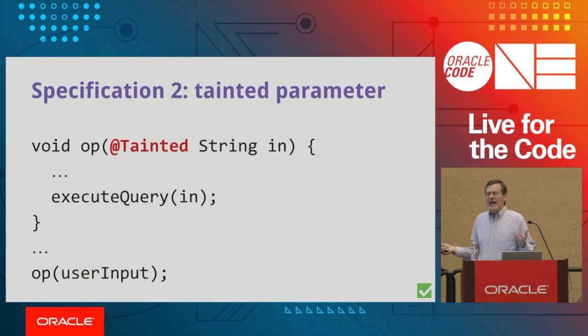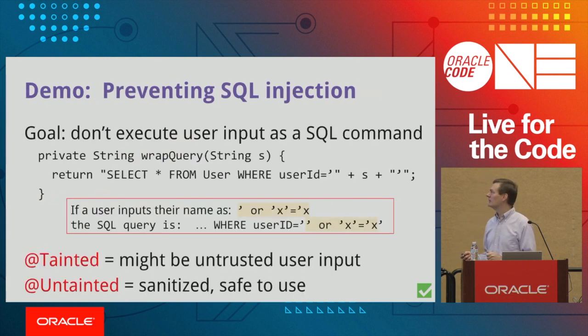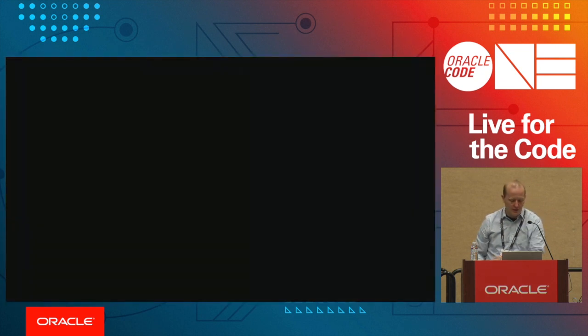On the other hand, maybe the programmer intended the parameter to be allowed to be tainted. In that case, the error is right here. There should have been validation done inside the operation. Once you write a specification, you can find errors, and you can know with confidence where they are. So I want to do a demo of preventing a SQL injection attack. In this demo, we'll go through one particular type checker and use it on a real-world piece of software.